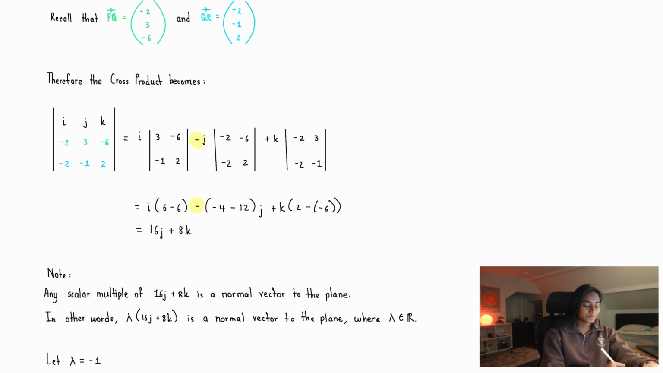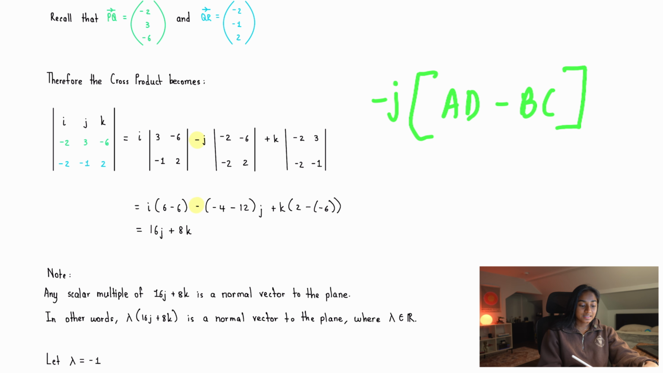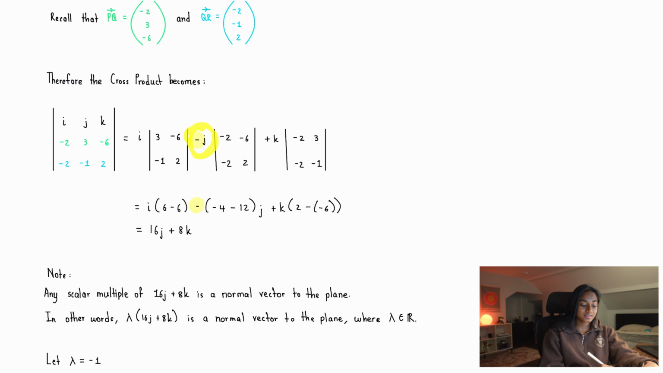So unfortunately, I would no longer exist in this question. Then we have minus j, and then we have AD minus BC. Remember, this minus is extremely important. Whatever you get this answer to be, remember that you also have that minus. In this case, we will get minus 16, I believe, and because of that minus j, we would get 16j, positive.